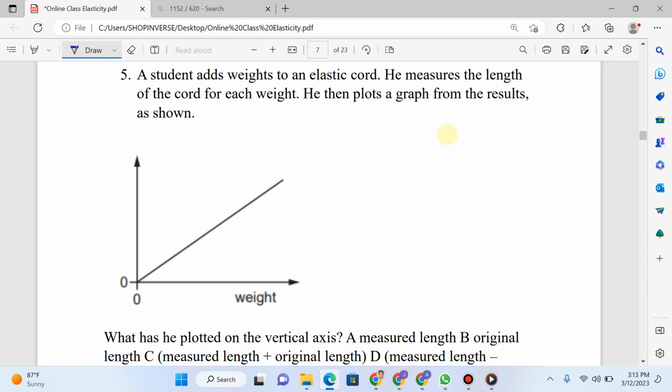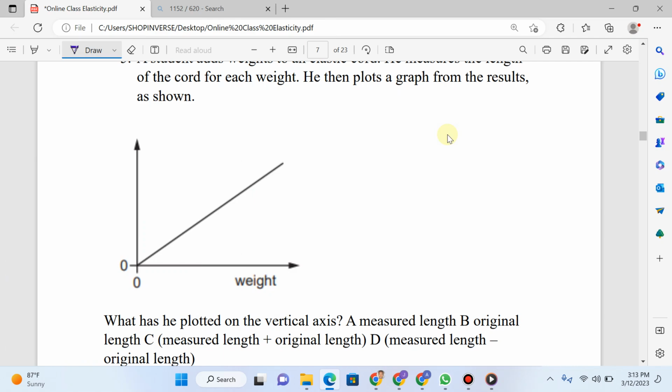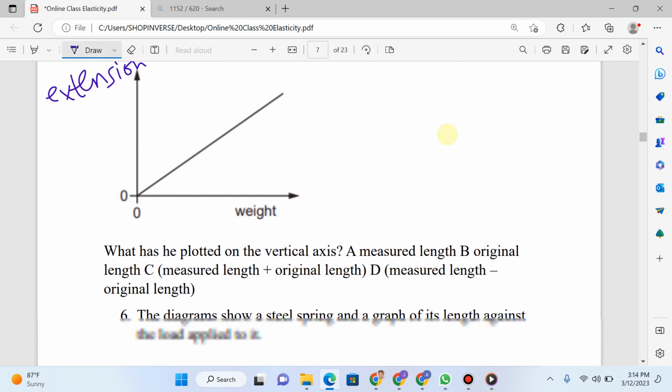So you see the graph starts from the origin, right? Okay, so if the graph is starting from the origin, that simply means the value on the vertical axis is the extension. Yes, if it's starting from the origin, it is the extension. If it was starting from an intercept, then the value on the vertical axis would be the actual length.